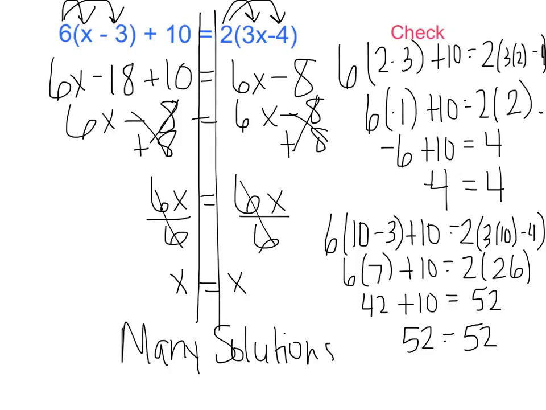So again, 52 equals 52, which says our statement's true. x could be equal to 10. We could keep checking numbers, but we're going to get the same conclusion. Any number we enter in for x is going to work itself out in this equation because there are many solutions.